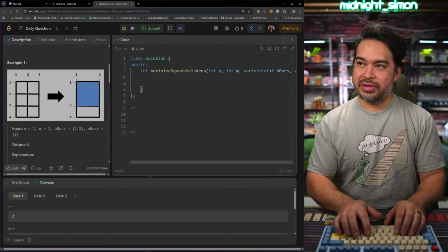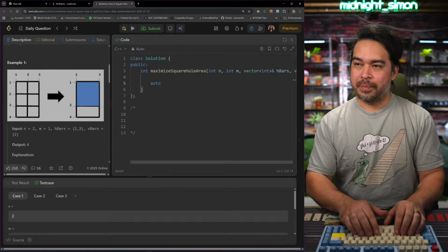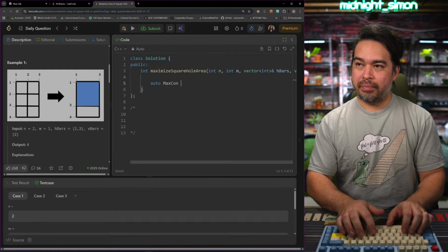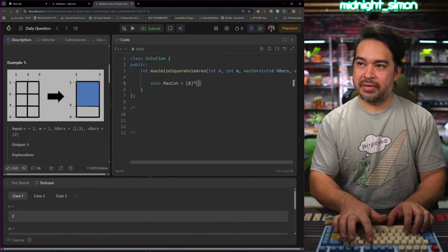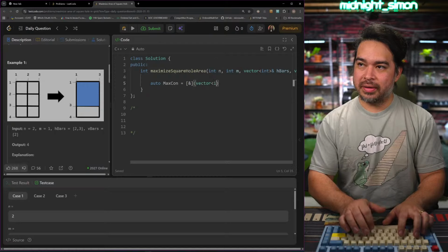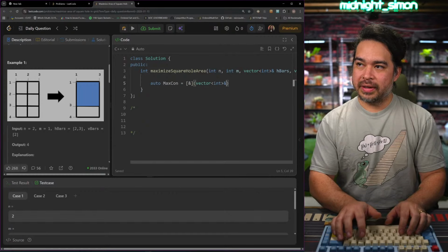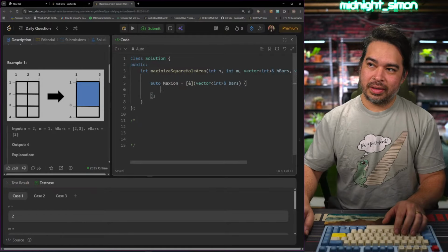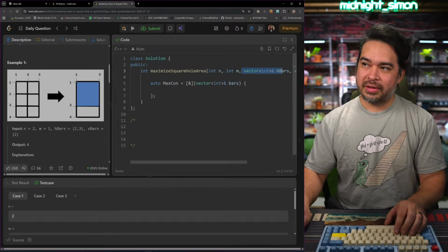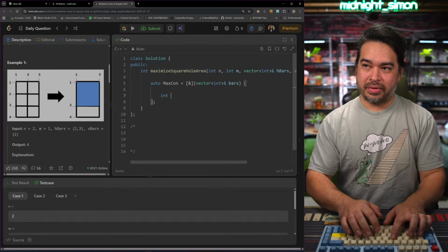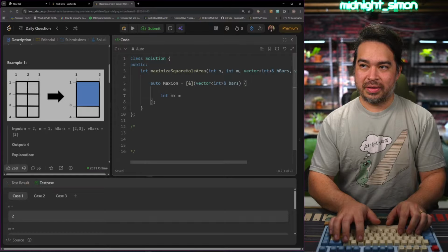Should I make a function to find max consecutive lambda? We'll take in a vector int bars, and then given a vector, given h bars or v bars, find the highest consecutive. So let me see if I know how to do that.